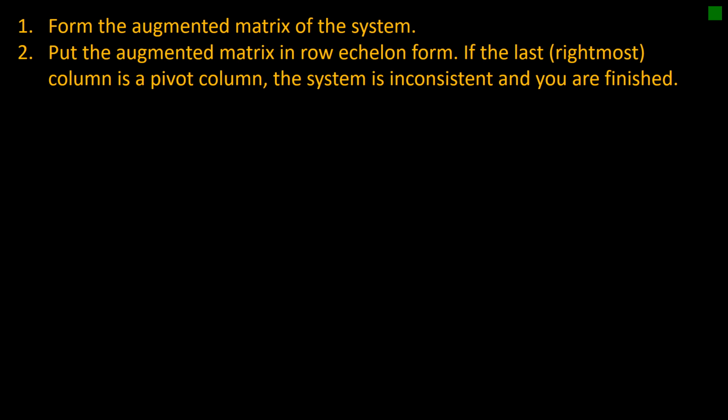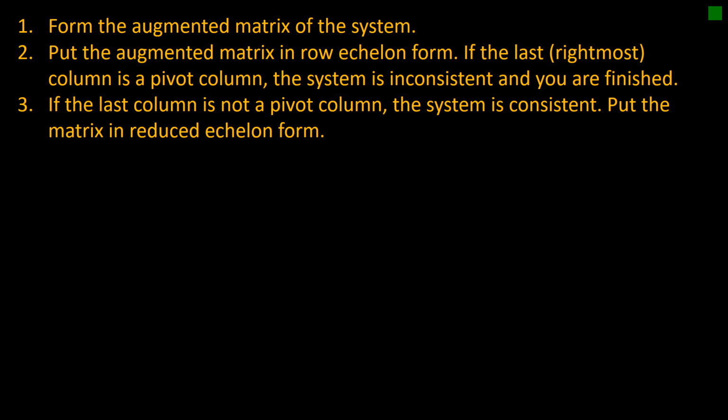Now you have to do row echelon first, but don't jump to reduced row echelon, because once you've done that, you'll be able to see your pivot columns. If the last rightmost column is a pivot column, the system is inconsistent and you are finished. That's the case if you have an augmented matrix for a system. That right column can't be a pivot column. If it is, you're done because it's inconsistent.